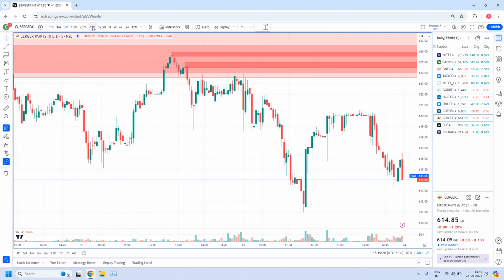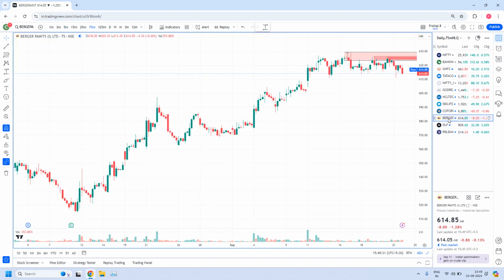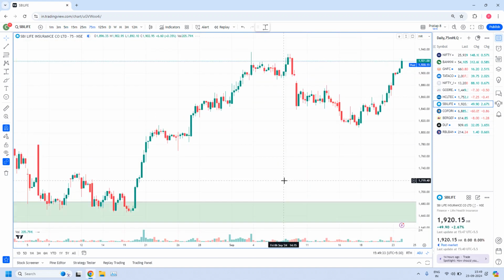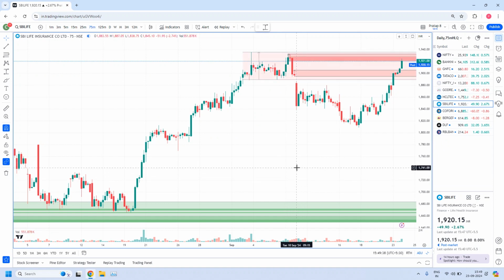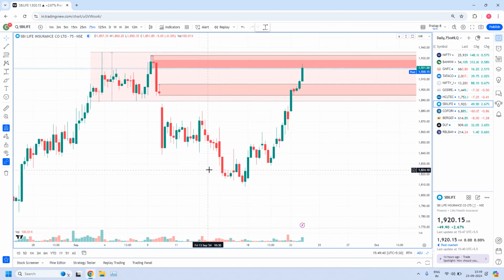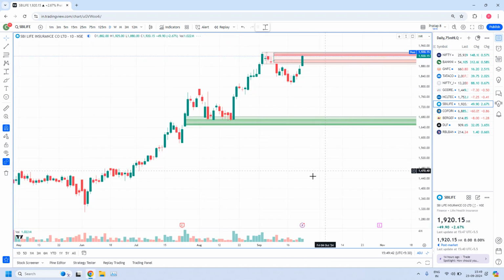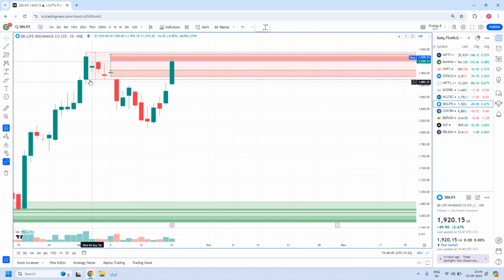And the next one is SBI Life. This is a daily zone. Rally 1, 2, 3, 4 and a drop candle. This zone is not completely violated, but it has to be violated. Probably tomorrow it might be violated. It has 2 order flows, not fine-tuned properly. Let me show you.